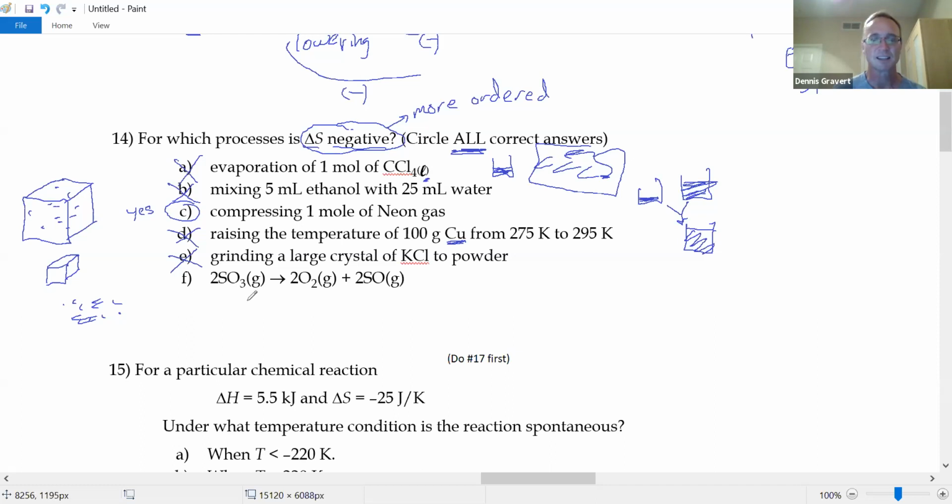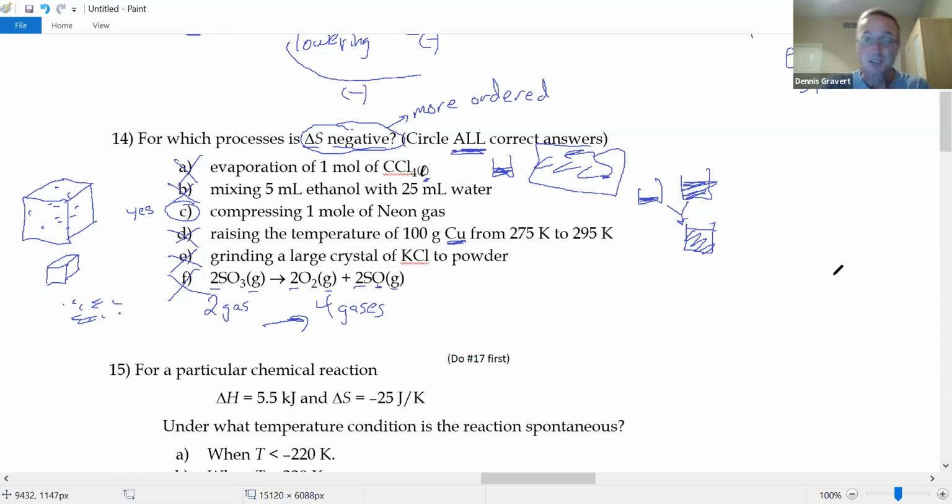Okay, what about this last one? It's a reaction. Take 2 of these gases and make 2 plus 2, you make 4 gases. If I know where 1 sulfur is, I have a good idea where the 3 oxygens attached to it are. That's not very random. But if you know where this sulfur is, you only know about where 1 oxygen is. The other 2 could be anywhere, in a separate molecule. If you increase the number of gases, that increases randomness. Nope, that doesn't work. There's only one answer here.